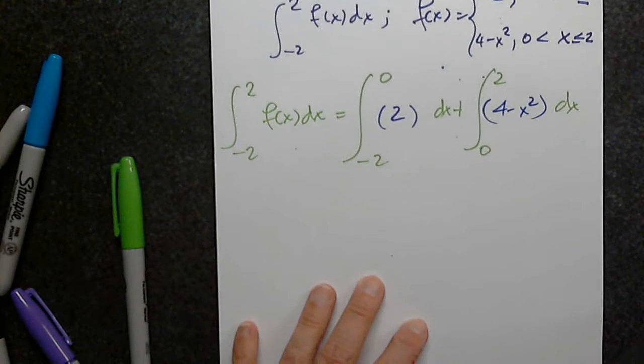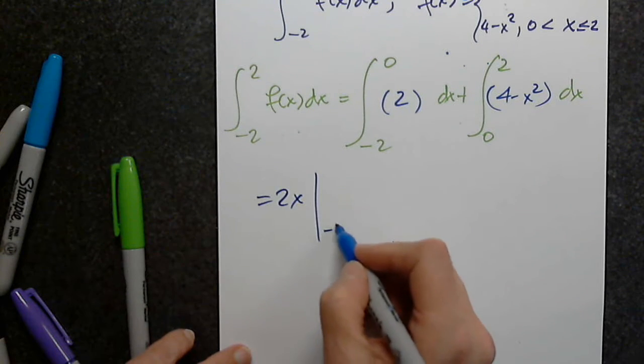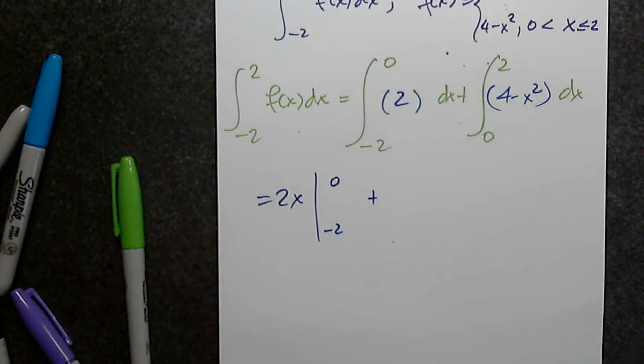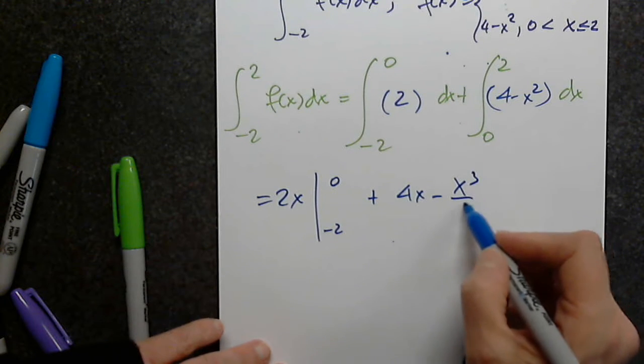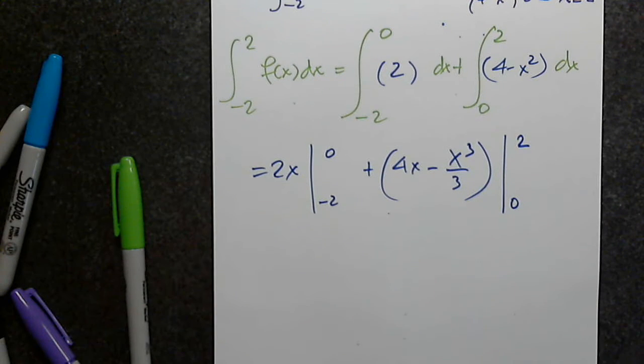And now, which function's derivative is 2? 2x, from negative 2 to 0, plus. Which function's derivative is 4? Minus. Which function's derivative is x squared? Over? Very good, awesome. From 0 to 2. Be very careful. Remember, we always plug in the top number and subtract when we plug in the bottom number. And the same thing, we have two different pieces. We have to use two different steps, right?